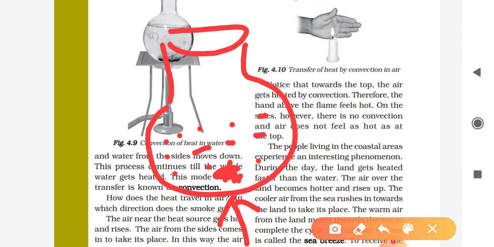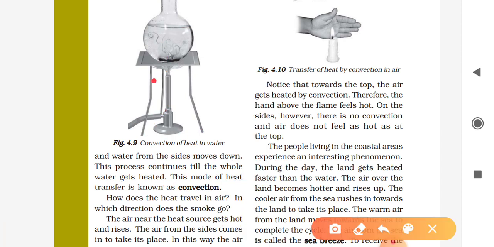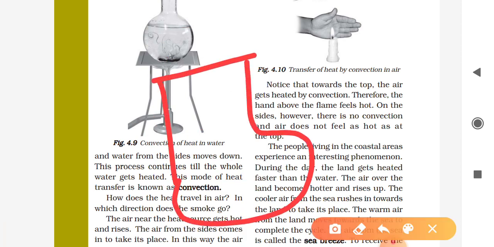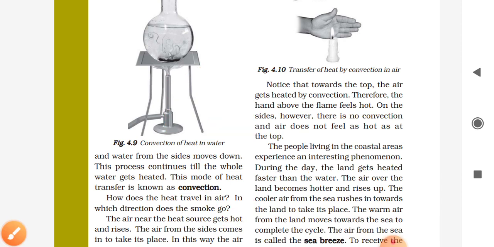After getting heat, this water becomes a little lighter. So the hot water slowly goes upward, and the cold water comes down. Why does the colder water come downside? Because the hotter water goes in the upward direction, so the molecules of the colder water go downside. See, this is the flask. Hotter water goes upside, colder water downside. This process continuously goes up and down, and this mode of heat transfer is called convection.